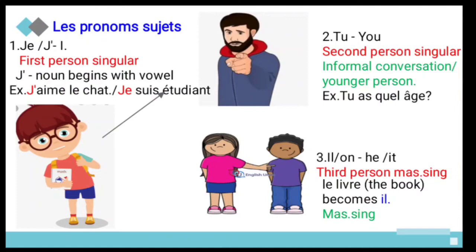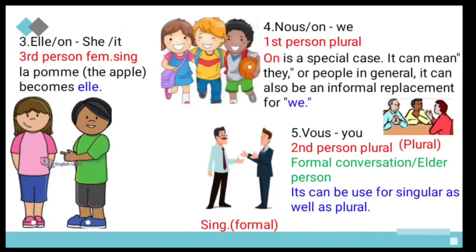So it refers to informal conversation only. And third, il or on, he or it. That is third person masculine singular. And see the example, le livre. Le livre means what? The book. And the book, it becomes what? Il only. And third, elle or on, that is she or it. That is third person feminine singular. See the example, la pomme, the apple, it becomes elle only.